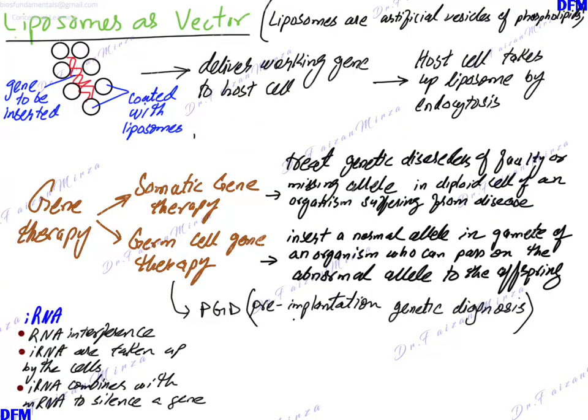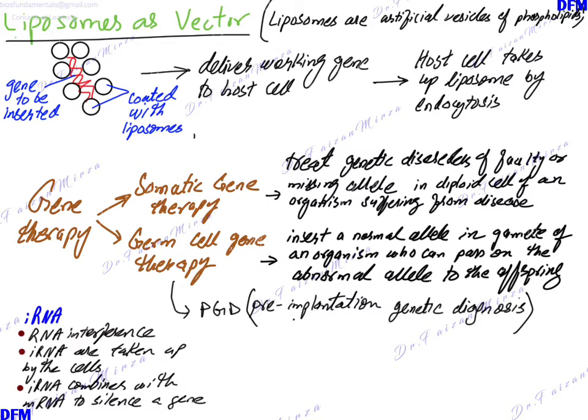When we are carrying out gene therapy, or gene editing, we can also use iRNA. iRNA is interference RNA. iRNA can be taken up by the cell, and then combine with the mRNA to silence the gene. So apart from the CRISPR-Cas9 system, there is another tool, iRNA, which can be used for silencing a gene by making sure that it combines with the mRNA. When the mRNA is bound to iRNA, it cannot be translated into a polypeptide.